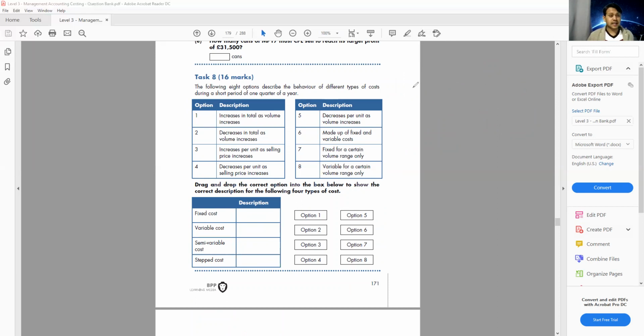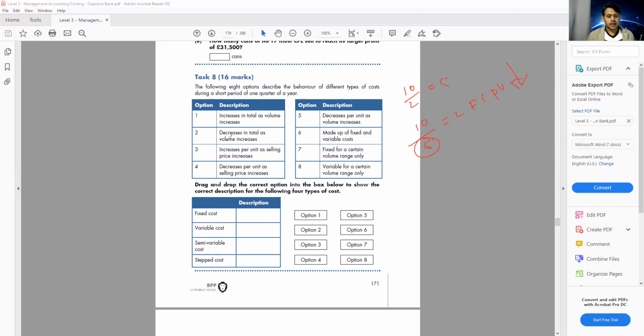For example, if my fixed cost is 10 pounds and I make 2 units, the fixed cost per unit will be 5. If my fixed cost is 10 pounds and I make 5 units, my fixed cost per unit will be 2. As the volume increases, my fixed cost per unit is decreasing.